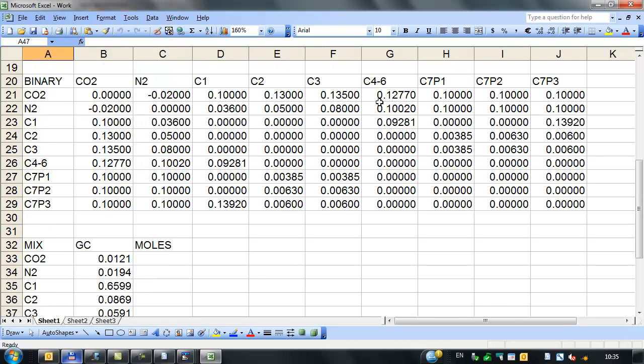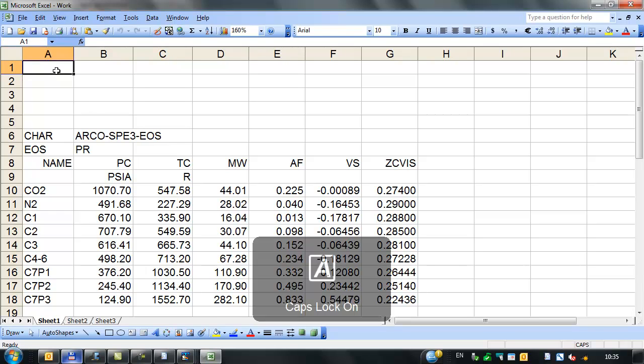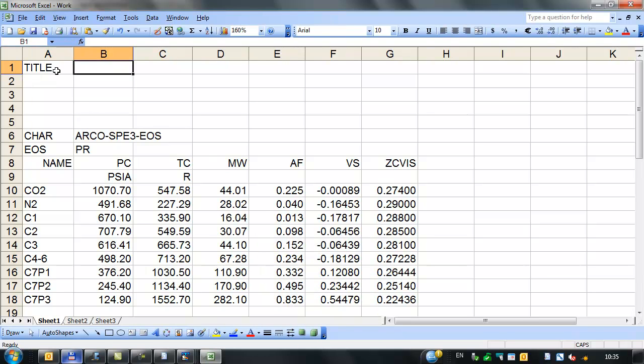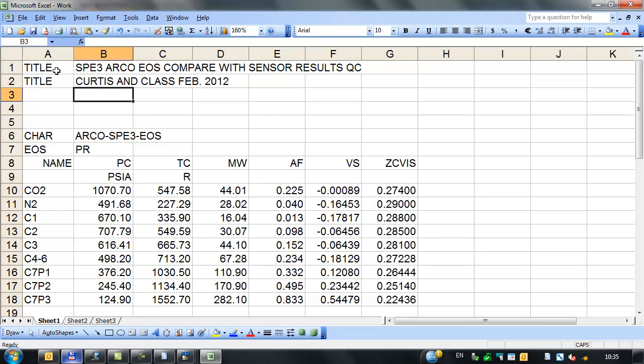So we can put in a title just to have one. SP3 ARCO EOS compare with sensor results. QC. Curtis. In class, February 2012.